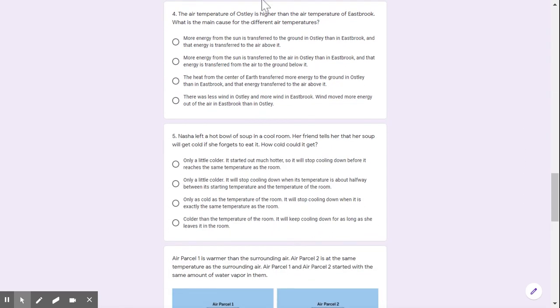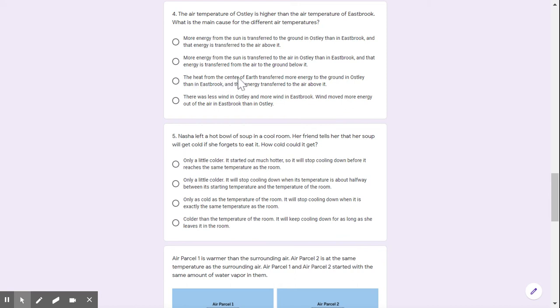Question 4. The air temperature of Ostley is higher than the air temperature of Eastbrook. What is the main cause for the different air temperatures? More energy from the sun is transferred to the ground in Ostley than in Eastbrook, and that energy is transferred to the air above. More energy from the sun is transferred to the air in Ostley than in Eastbrook, and that energy is transferred from the air to the ground below it.